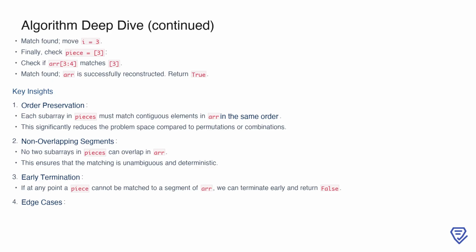Some key insights to note here include the importance of preserving the order within each subarray, which simplifies the problem by ensuring that we don't need to consider permutations of elements. Additionally, ensuring that the segments in ARR are non-overlapping makes the matching process deterministic. Lastly, we can terminate early if any subarray fails to match a segment in ARR, saving unnecessary computations.